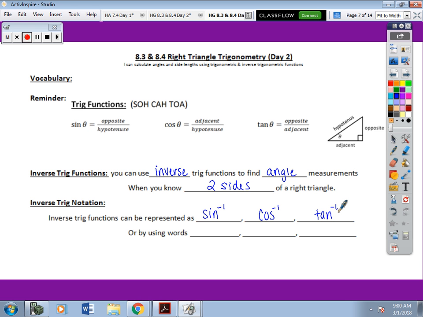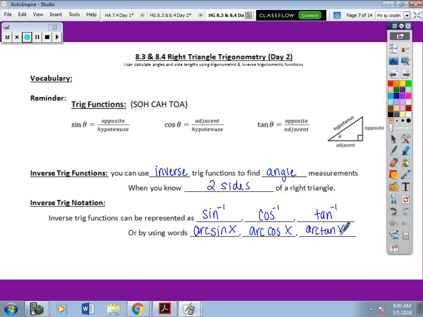Now, using words, which for some reason the SAT uses, that is arc sine, arc cosine, and arc tangent. And then usually you'll have a variable. So if you see those words on the SAT, just know that they are inverse.